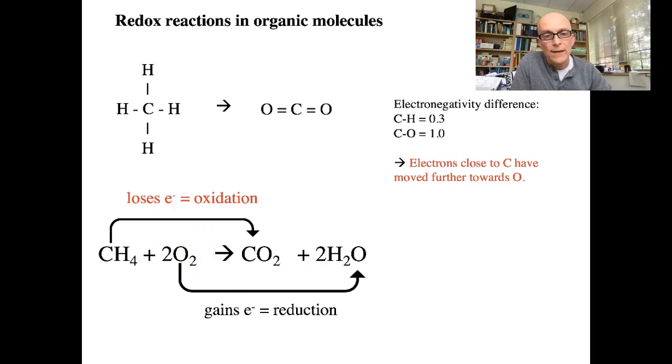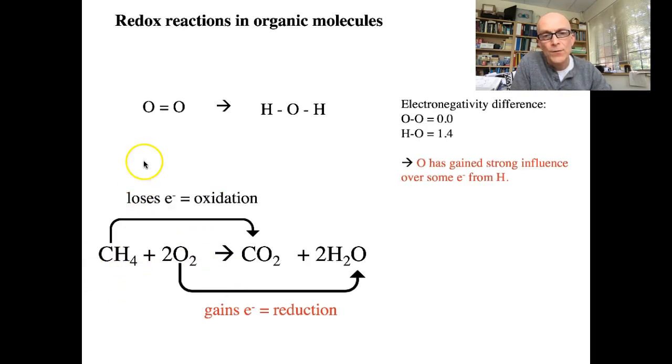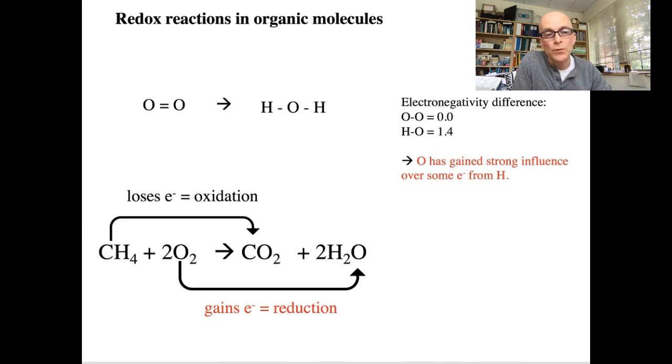In this case, I have this actually written down for you. If you look at oxygen and water, oxygen, of course, there's no difference. Oxygen, hydrogen, there's a difference of 1.4. That means oxygen now has gained strong influence over some electrons from the hydrogen that are moving towards the oxygen. And so therefore, that oxygen here has gained electrons and therefore has become reduced.